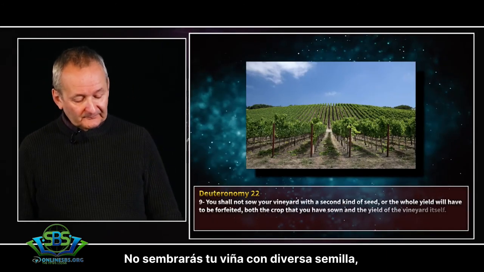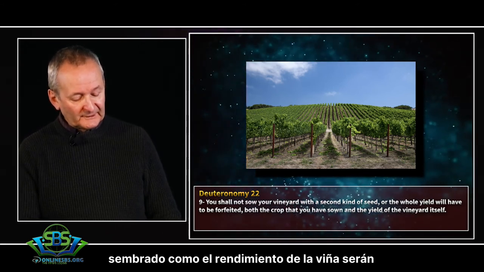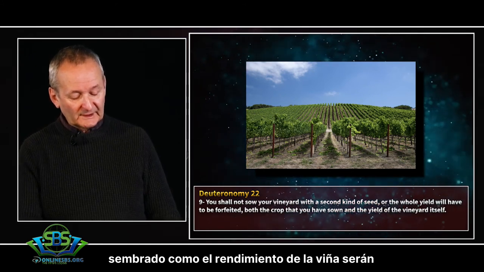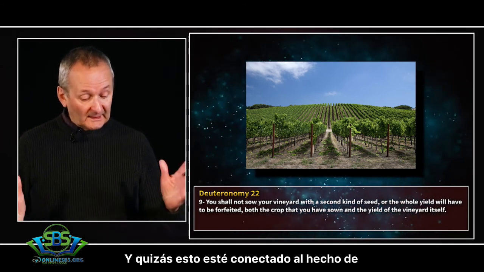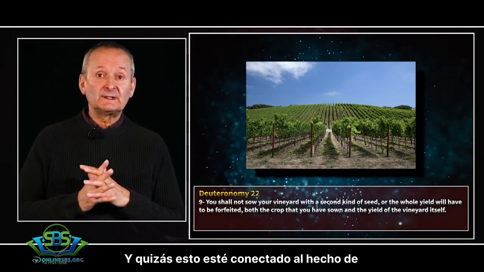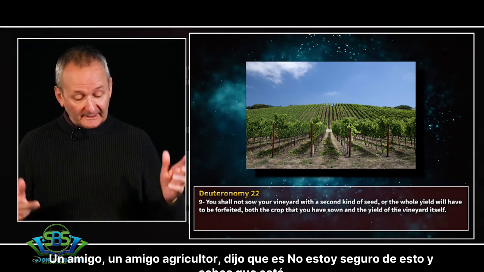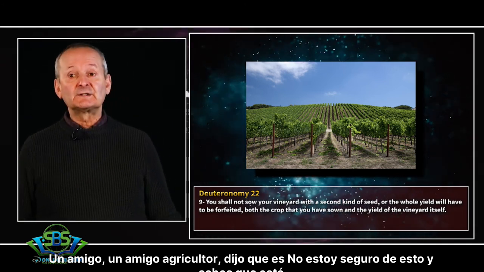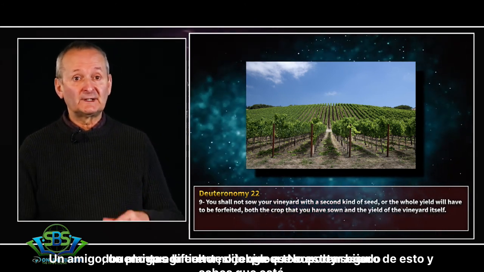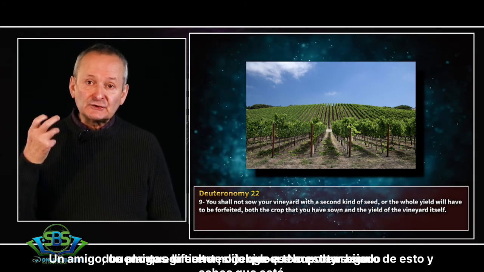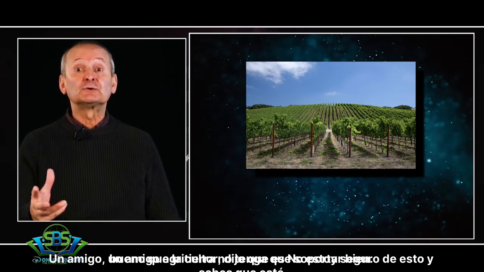You shall not sow your vineyard with the second kind of seed, or the whole yield will be forfeited, both the crop that you have sown and the yield of the vineyard itself. And maybe this is connected to the fact of not mixing things together. A friend, an agricultural friend, said it's good that the land doesn't have to support two different plants because of taking too much from the land. So I'm not sure about this.